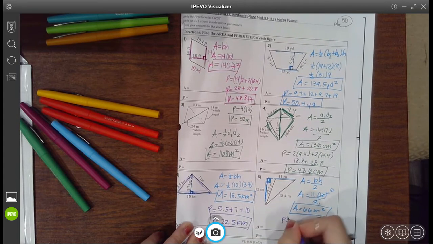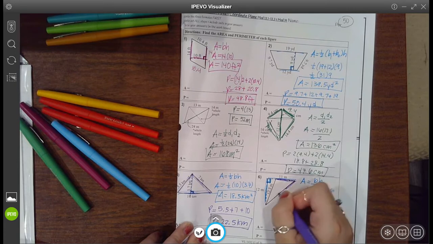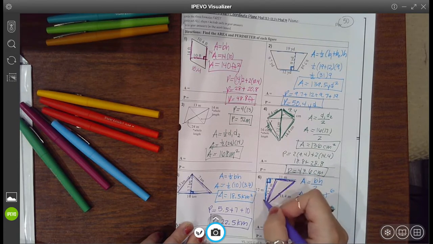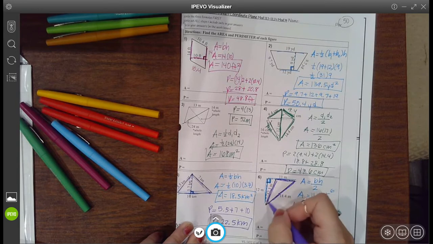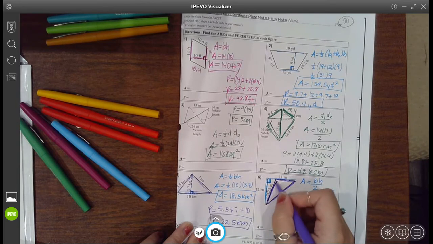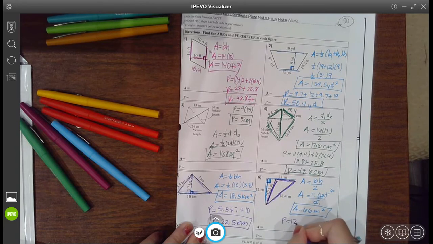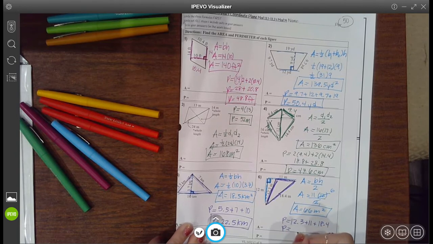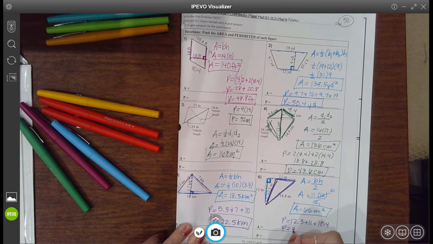For this one, here's the solid line, here's the solid line, and there's the solid line. This is not actually part of the figure. That's just the perpendicular height to the base. So 12.3 is actually one of the sides, not that 12. Plus the base of 11, plus that length right there of 18.4. Go ahead and add those 3 sides together, and you get 41.7 meters.